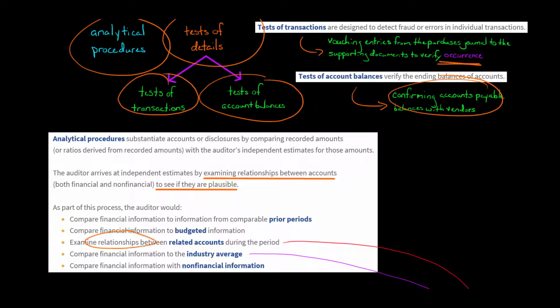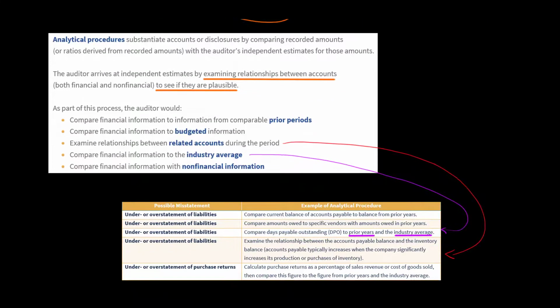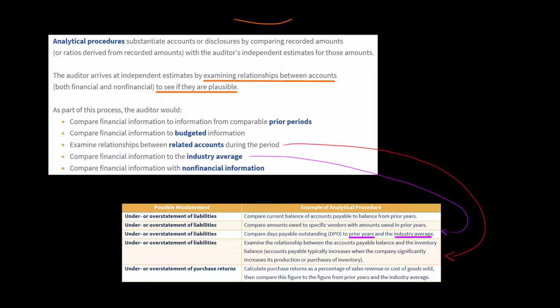Looking at relationships between different accounts. For example, if the company were to significantly increase production of inventory, or if they were to purchase a lot of inventory, really start stockpiling inventory, what would you expect? Well, if they're increasing production or buying a lot more inventory, you would expect accounts payable to also go up. Accounts payable should move along with the inventory count. If the inventory goes up significantly, generally you'd expect accounts payable to go up significantly if they're buying things on credit. So you look at that relationship between the inventory account and the accounts payable account.